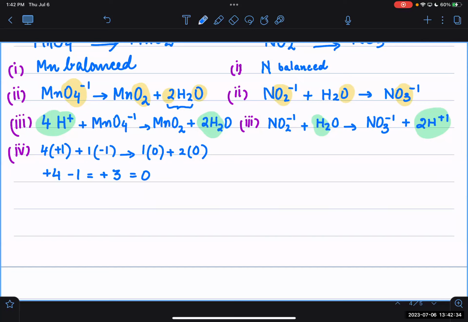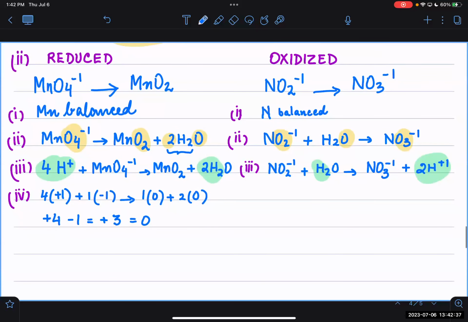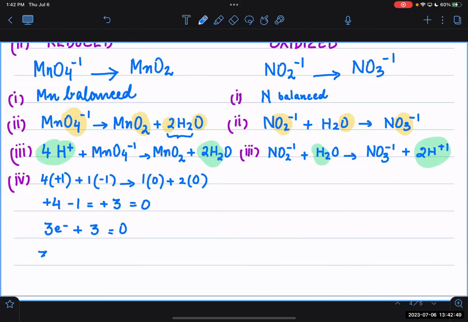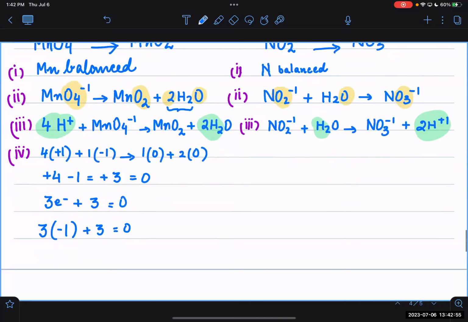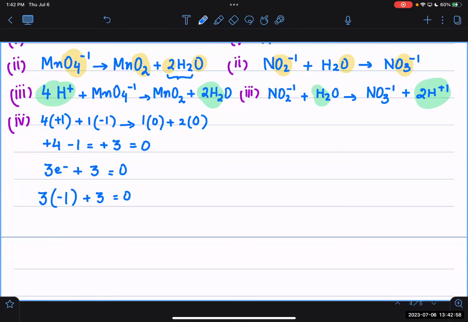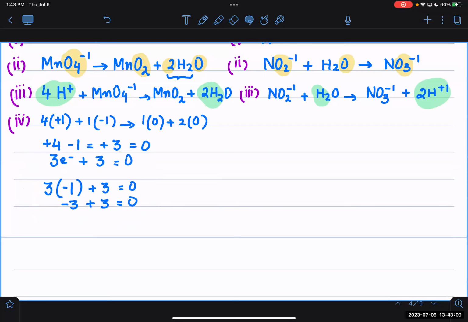So we have to make it, so in a reduced side, you put it on the left side. So if you put 3 electrons plus 3 charges were there already, that's going to make it 0. Clear? 3 electrons always means 3 minus 1 charge, okay? Plus 3 is equal to 0. Or in other words, minus 3 plus 3 is equal to 0. So this is how it manifests, the charges. Clear? Okay, let's look at the other side.